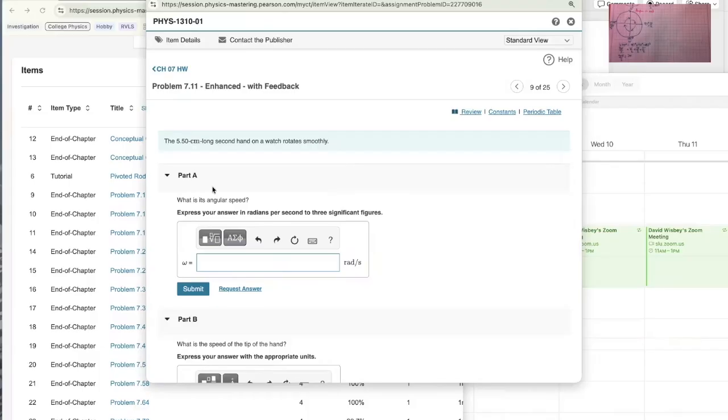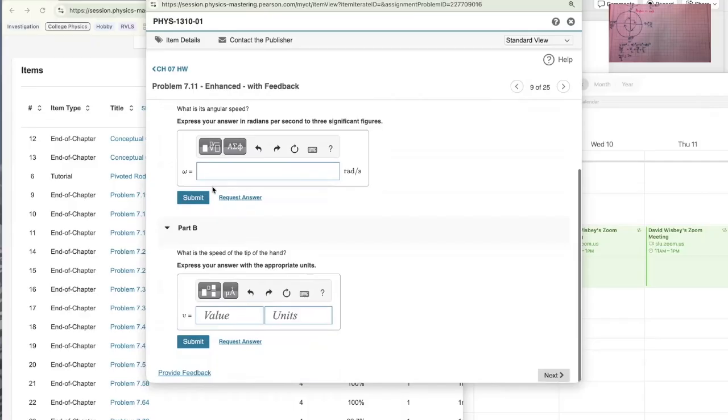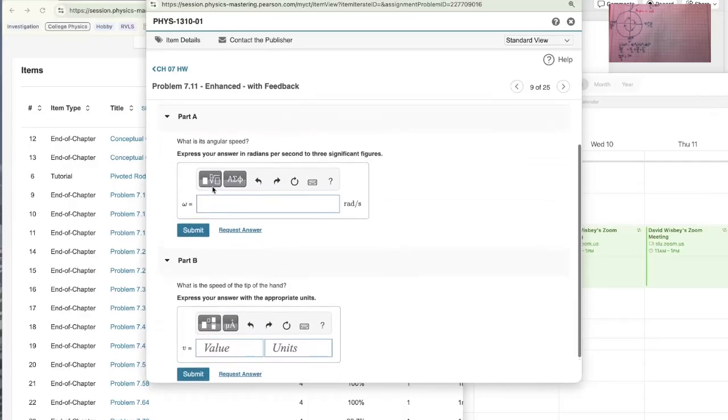So let's look at an example of a problem here. This is problem 7.11. What do we have here? The 5.5 centimeter long second hand on a watch rotates smoothly. That's important because it means we have a constant angular velocity. If something's spinning, the speed that it spins at doesn't change. What is its angular speed? And then what is the speed of the tip of the hand?